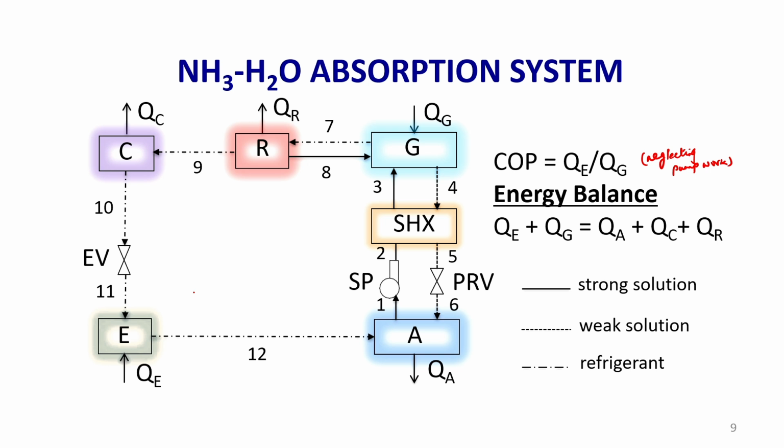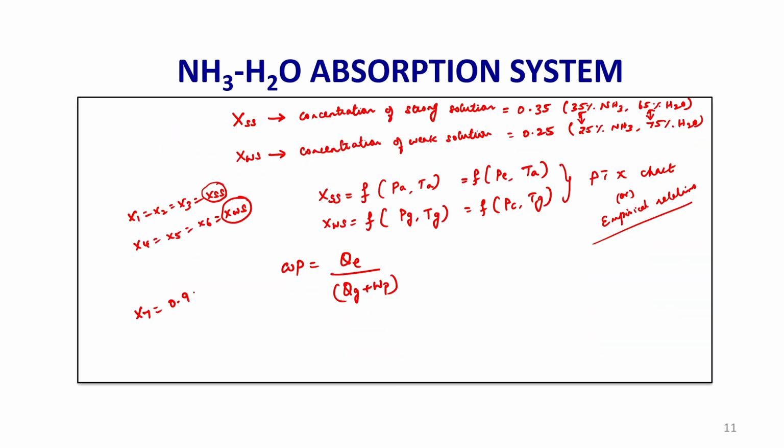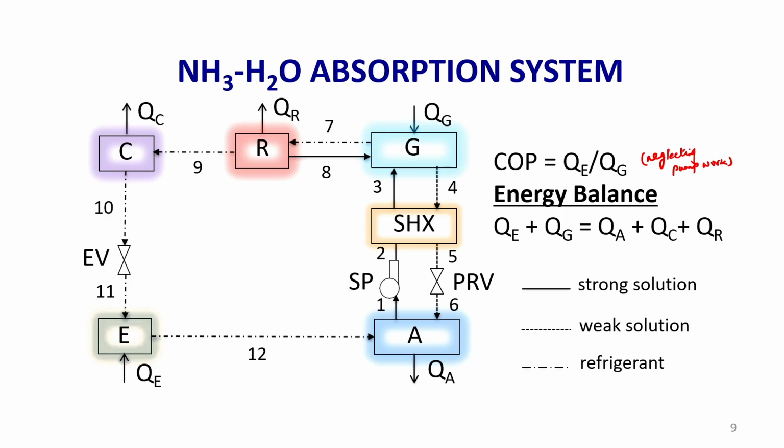The concentration of vapor at point number 9: at point number 7 it is 90%, and point number 9 will be 0.99, 99%. So, this is very important. How is the concentration increased from 0.9 to 0.99? The water carryover is removed by the rectifier in the rectification process, and that water is sent back to the generator and the purified vapor goes to the condenser.